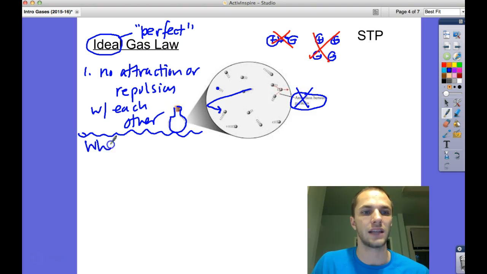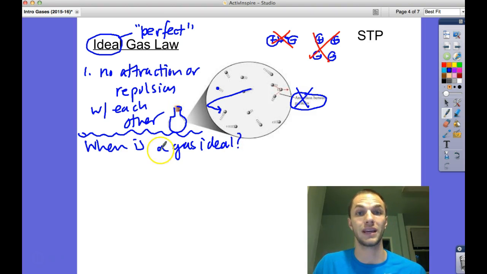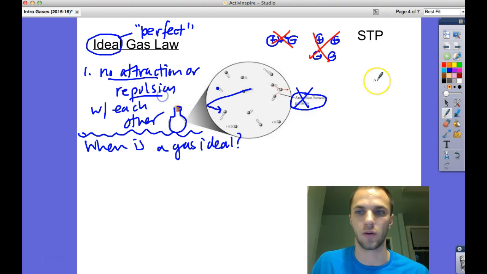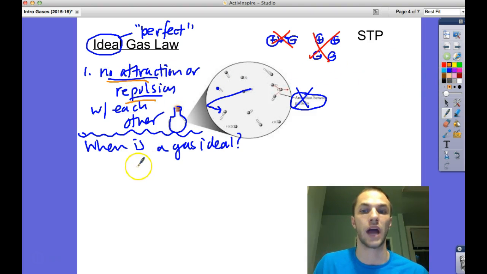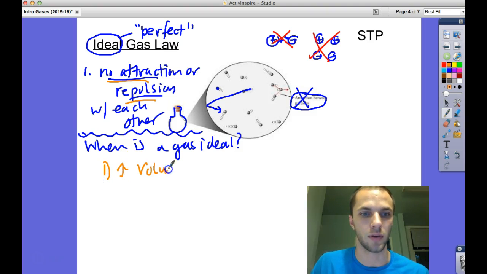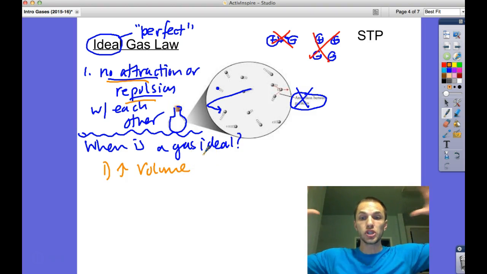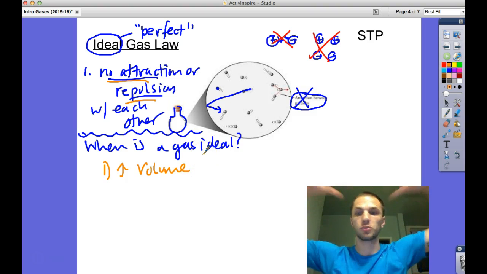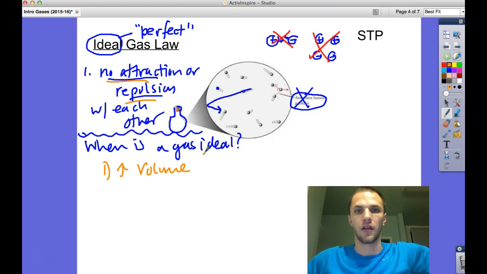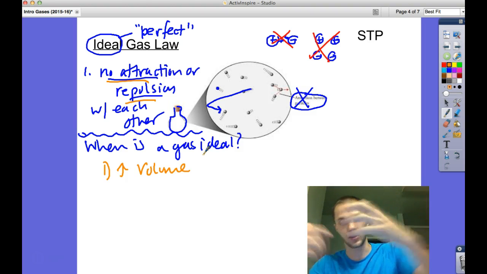When is a gas ideal? Well, if we want to make a gas ideal, we want to make sure that it has no attractive or repulsive forces. So how can we minimize attraction and repulsion? Number one, we can increase the volume. Think about it. If we have a huge container, molecules are spread so far out from each other that it's very unlikely that they're going to bounce off each other because they're so spread out.